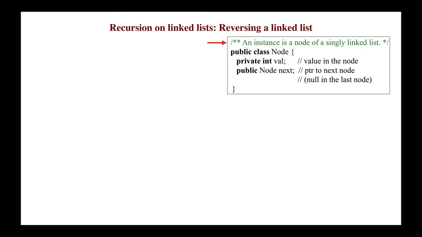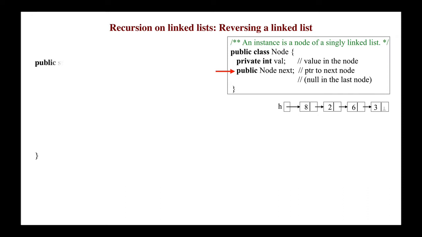An instance of class node is a node of a singly linked list. Field val contains the value of the node, and field next contains either a pointer to the next node or null if there are no more nodes. Class node has methods, but we don't need to know about them for this video. We show a linked list pointed to by h. It represents the list containing 8, 2, 6, and 3.